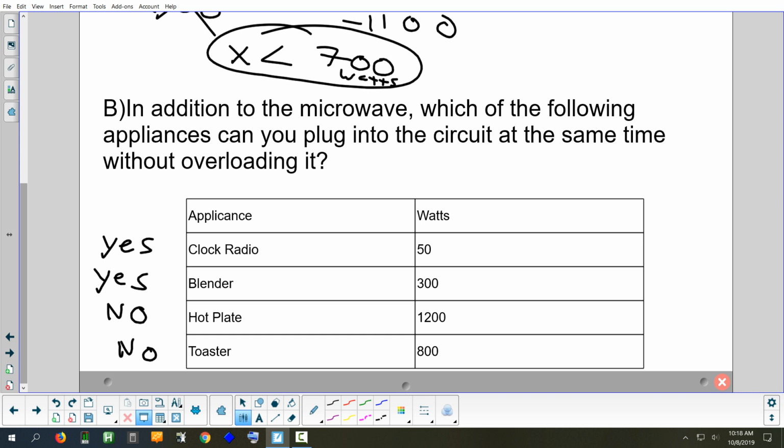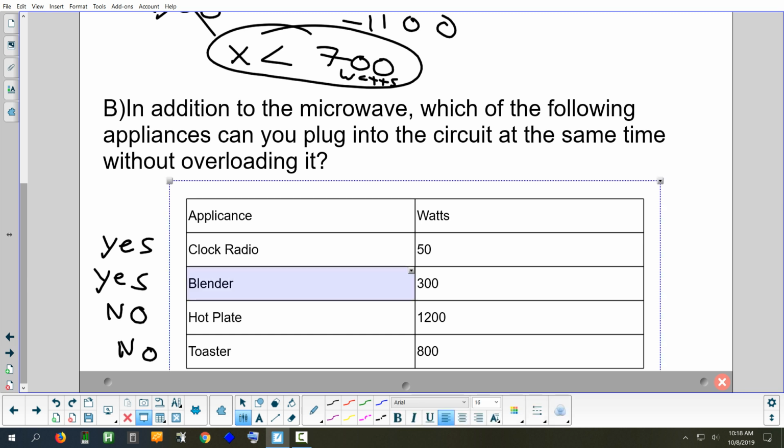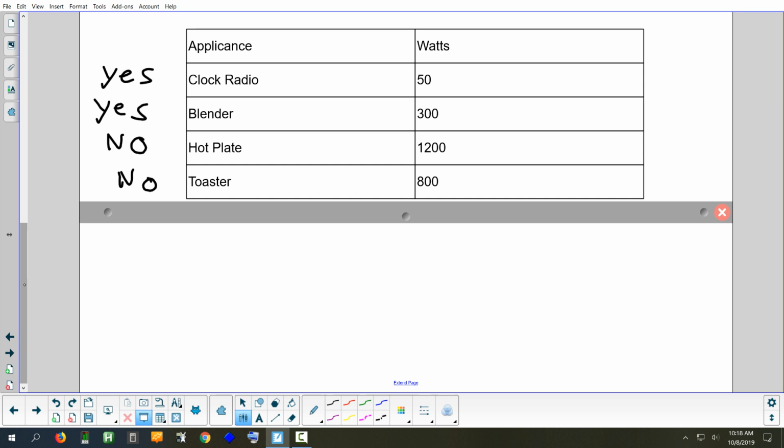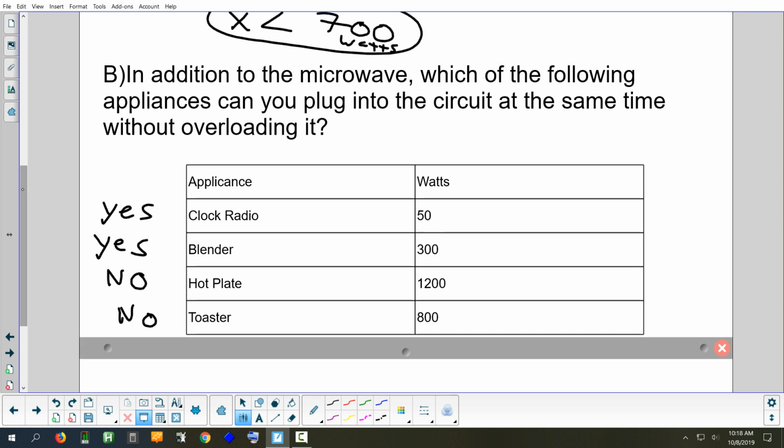Now, if you look at these, the clock radio hardly uses anything, right? That's almost like a light bulb in here. It doesn't use much at all. Notice the things that use more electricity. The blender has a motor. Anything that has a motor in it is going to use more electricity. And most of the time when you have a motor, the second you turn it on, it draws a lot of electricity.